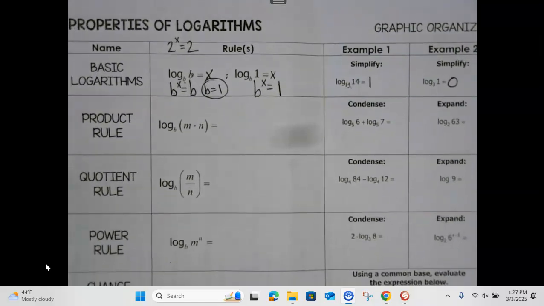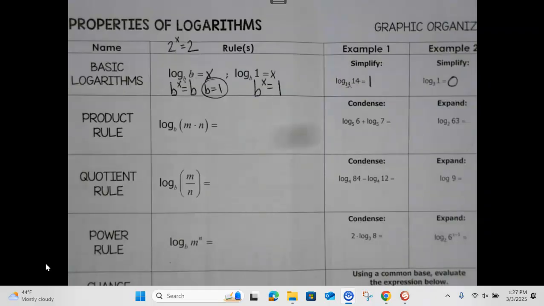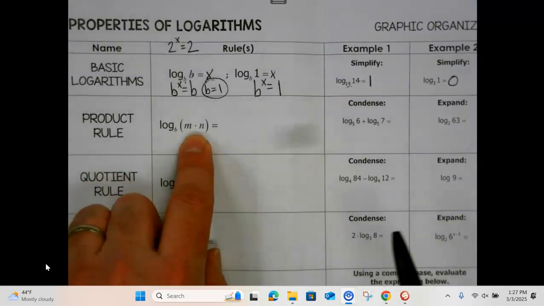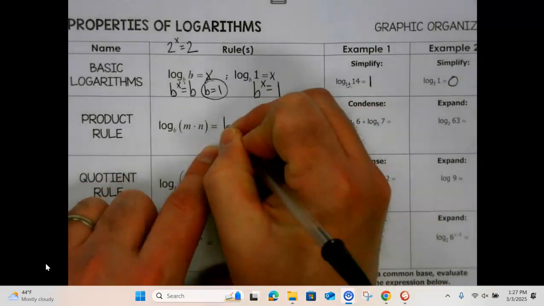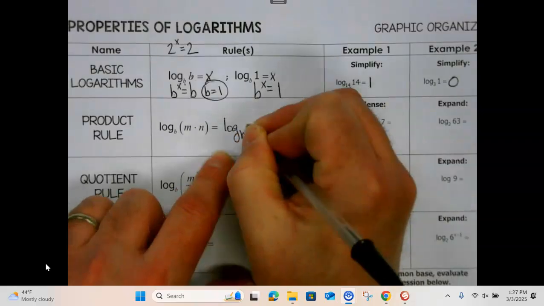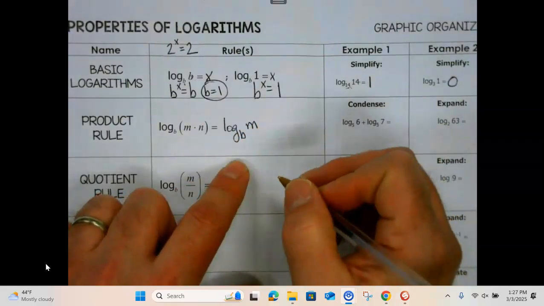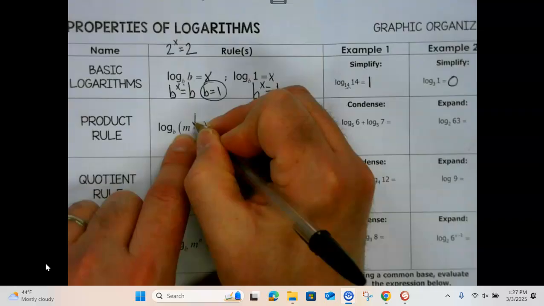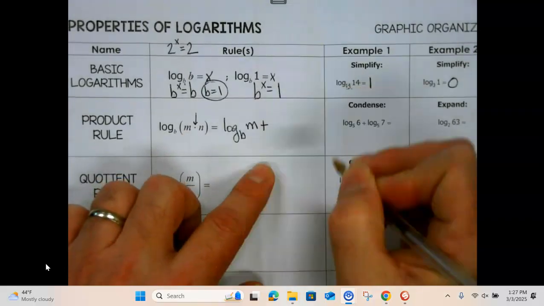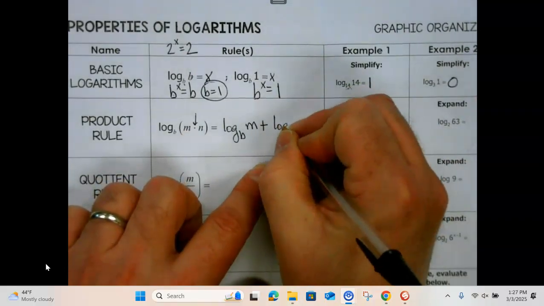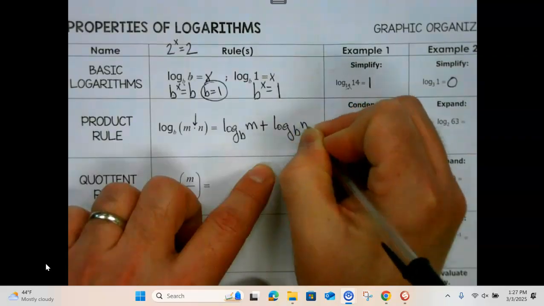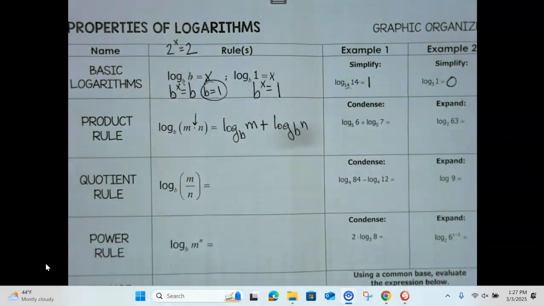All right. So that was more like way behind basics. These are more of what we were starting to look at. So, okay, product rule. If you're multiplying, we are going to add, just like we do with exponent rules. So when you see the times, that becomes plus. And we'll get that in there.